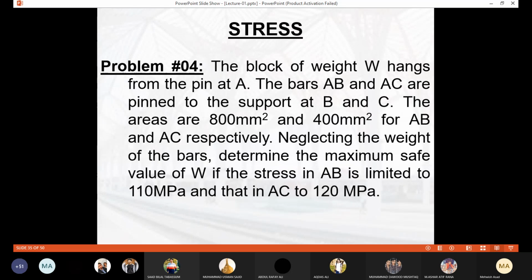Now this is reverse calculation. You don't need to find out the stresses in the member. You have to find out the value of weight that can be carried by the members AB and AC if the stress limits are given. आपको स्ट्रेस लिमिट्स बता दी गई हैं AB सेगमेंट की और AC सेगमेंट की कि इससे ज्यादा आप उसके ऊपर लोड अप्लाई नहीं कर सकते. ये उसकी स्ट्रेंथ है. This is the load carrying capacity of the member.